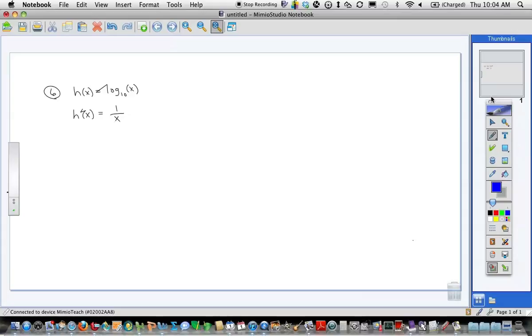1 over x times 1 over ln a. 1 over ln 10, right? Whatever the base is, that was the rule for what the derivative is for log of a base. You can just write that as 1 over x ln of 10. Right? That's right. Okay. And that's a great point.